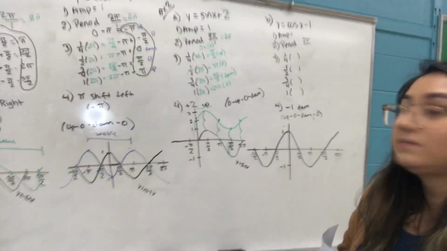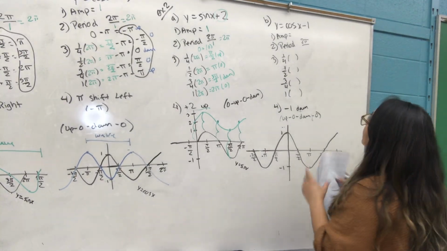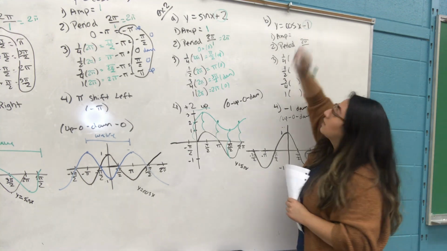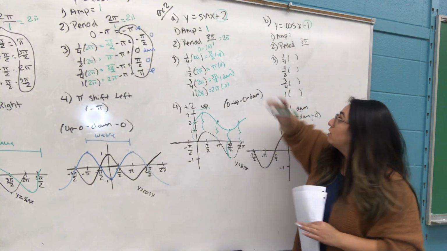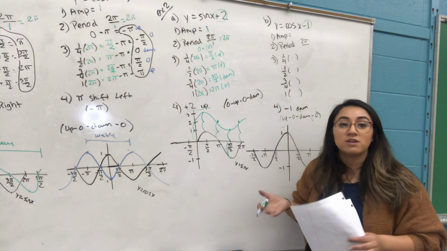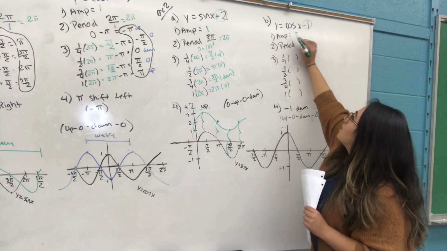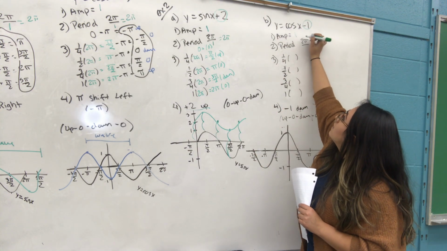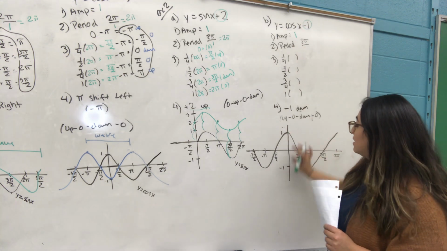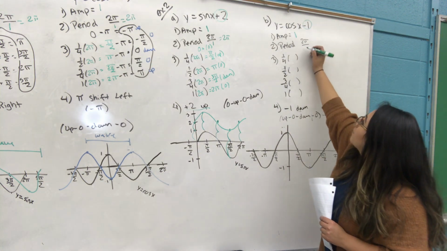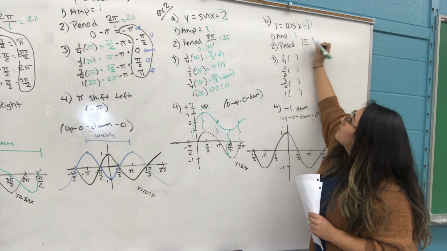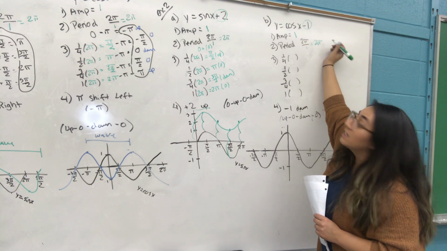Last one we have is y equals cosine x minus 1. If you look here, no parentheses, you're moving 1 unit down. It's a negative, down, positive, up. Amplitude, number in front of cosine, is 1. So your maximum is 1, minimum is negative 1. Your period is 2 pi radians divided by the number in front of x. It's just 1, which is 2 pi radians.